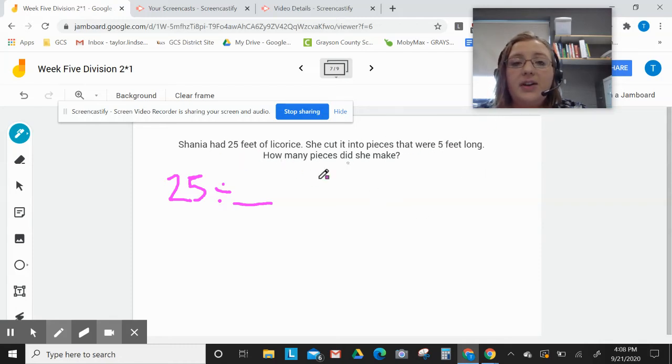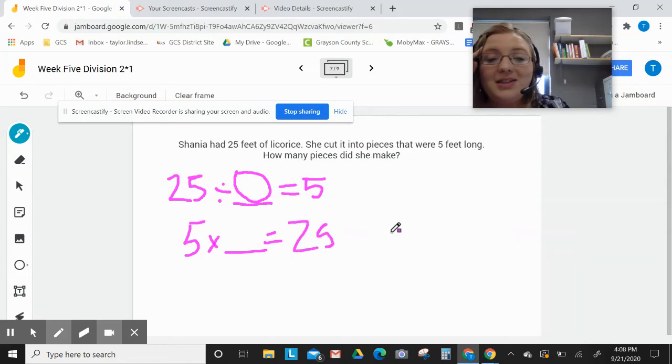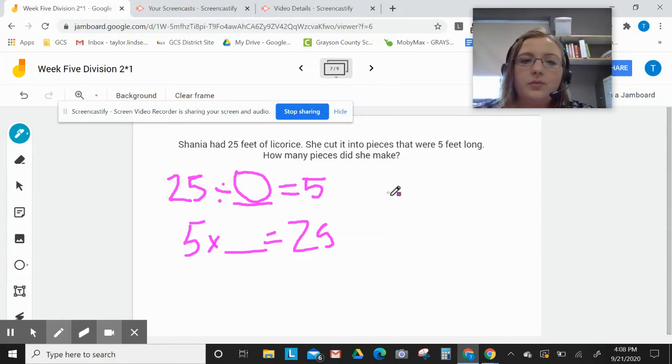If each one is 5 feet long, which is the number that's in the group, it will go right here. So 25 divided by what number equals 5? So 5 times what number equals 25? You may know this off the top of your head, but if not, we can work it out, and we can test out numbers.